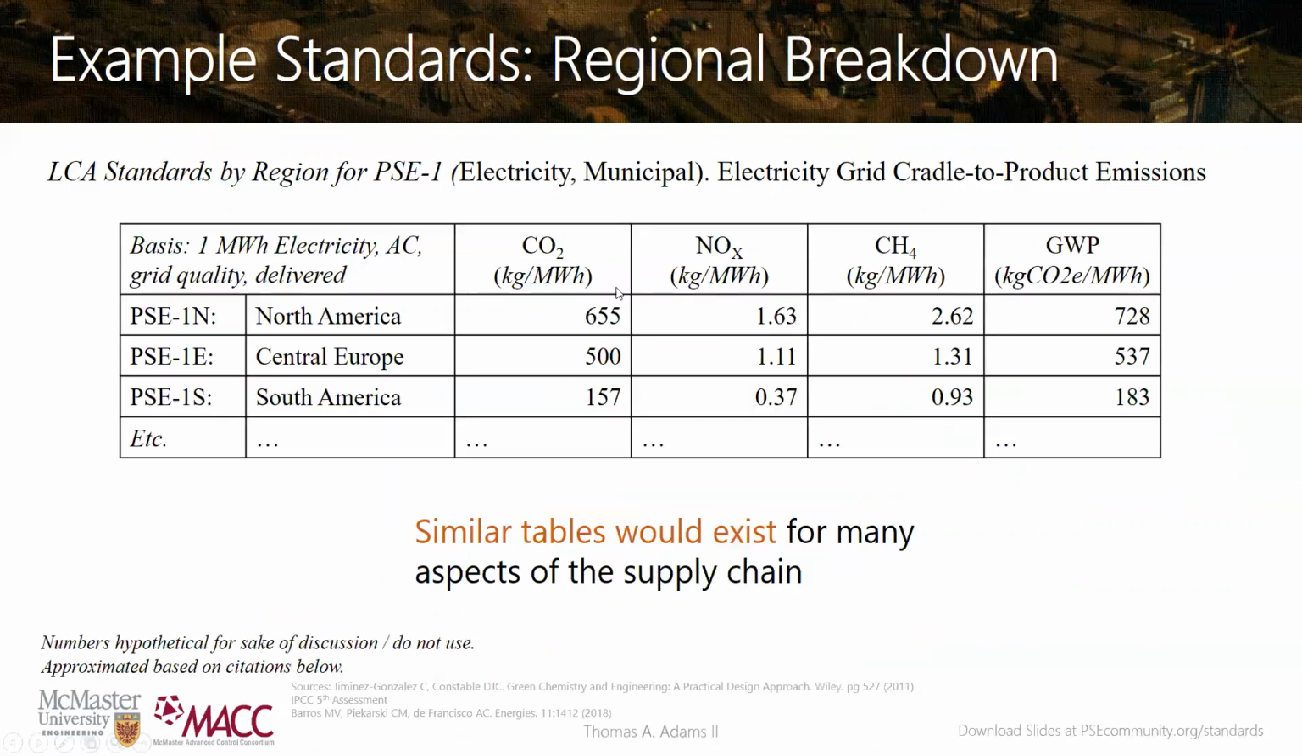So for example, for electricity, you would have different CO2, NOx, methane emissions, and global warming potential for North America, Europe, South America, and so on. You just look up the table for what those numbers are. And this also includes things like which IPCC metric you are using, 20-year, 100-year, 500-year, those kinds of things, if you're in the know. You know what I'm talking about.